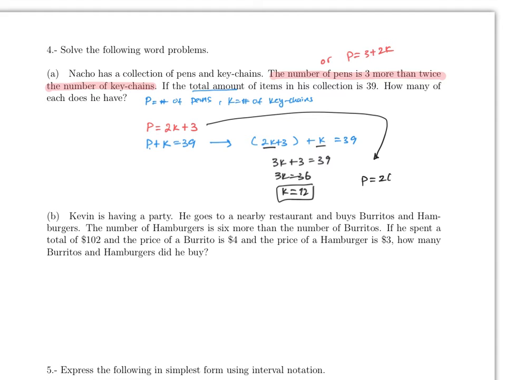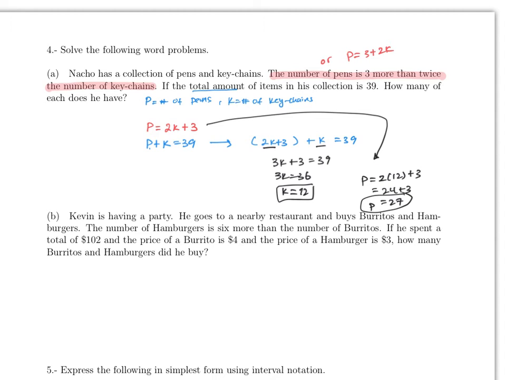Now to find the number of pens, you can just substitute in here. P is going to be 2 times 12 plus 3. So this is 24 plus 3, which is 27. And you can check that the total, 27 plus 12, is 39. So that's one way to check that this is correct. By the way, this is not the only way to do it. You can also solve the equations in a slightly different way, but it doesn't matter how you do it, you will get the same answer.